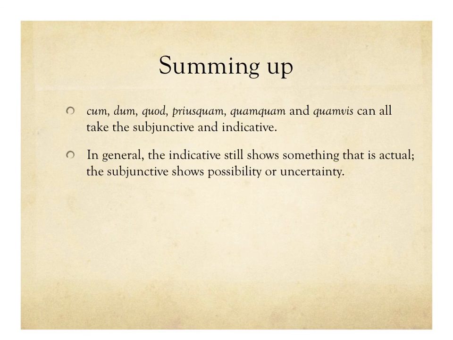So, to follow up: cum, dum, quod, priusquam, antequam, quam, quamvis. All of these are words that can take the subjunctive or the indicative. The indicative tends to be used to show things that actually happen. The subjunctive tends to be used to show things that are uncertain or possible. The subjunctive follows sequence of tenses. So if we're in primary sequence, we're going to use present or perfect subjunctive. If we're in secondary sequence, we will use imperfect or pluperfect subjunctive.